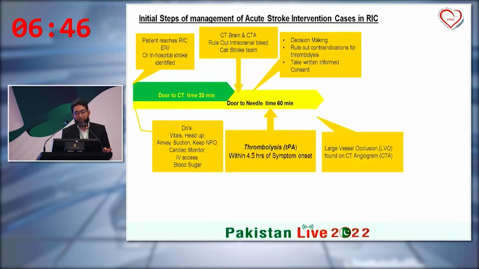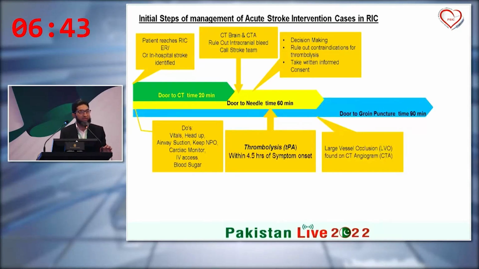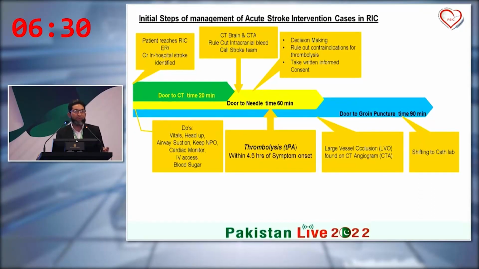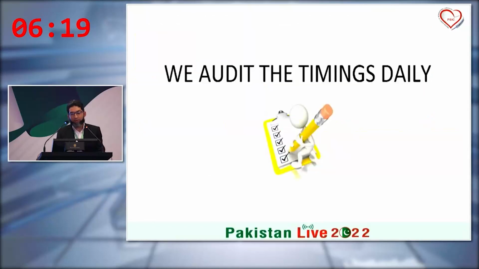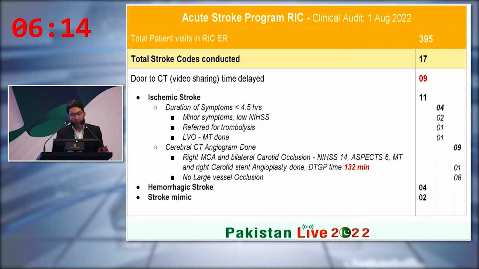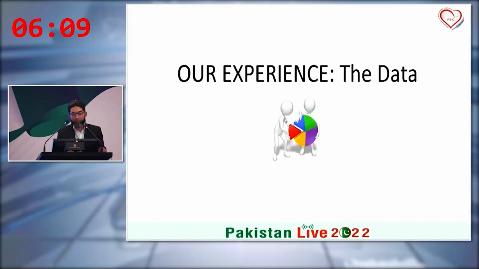After that, the third time target is door to groin puncture time, which is 90 minutes for the cases with large vessel occlusion who are candidates for thrombectomy. The criteria we follow are the American Heart Association and European Stroke Organization guidelines. We are strictly following them to screen the patients and select patients for intervention. We audit all these timings daily, and this is a view of our daily audit report, in which we discuss our problems and then try to improve them.